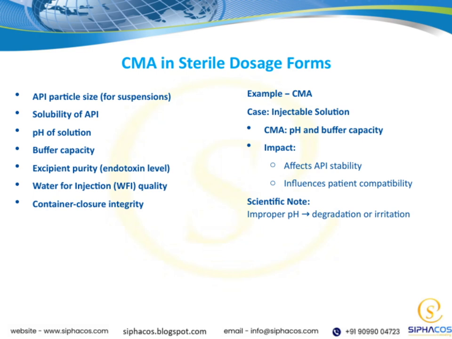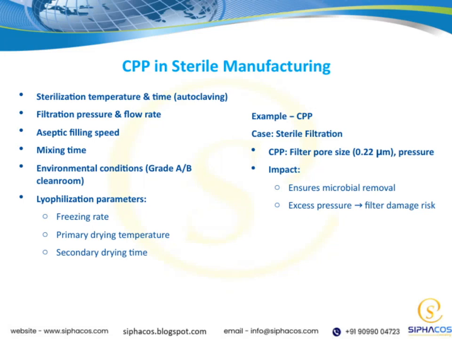Let's take a closer look at this example involving CPP, or critical process parameters, in sterile filtration. When we talk about the case involving a filter with a pore size of 0.22 micrometers, the primary goal here is to ensure microbial removal. This pore size is standard because it effectively traps bacteria and other microbes, helping us maintain sterility. However, it's important to remember that applying excess pressure during filtration can pose risks. Too much pressure can damage the filter, compromising its integrity and potentially leading to contamination. So, managing the pressure carefully is crucial.